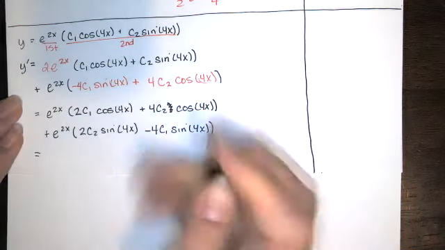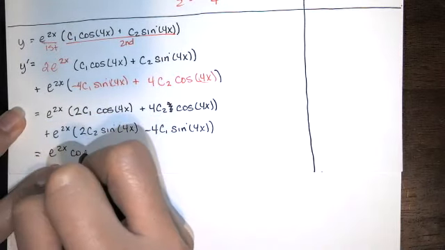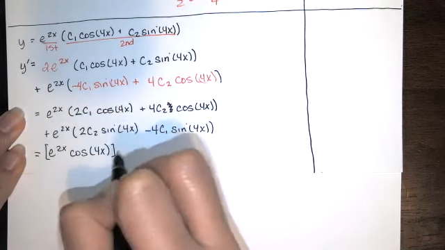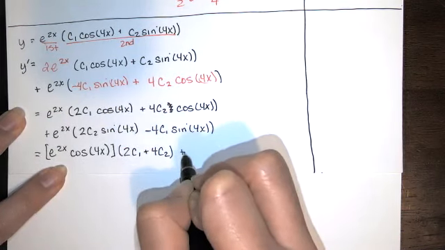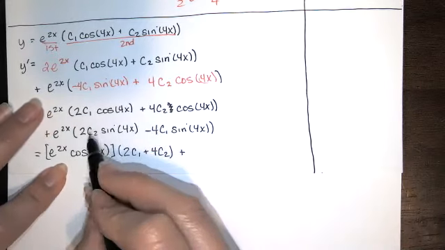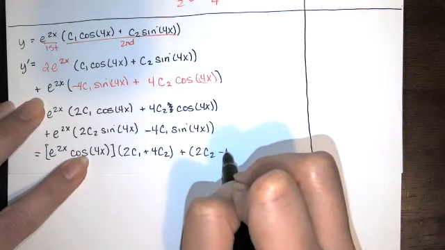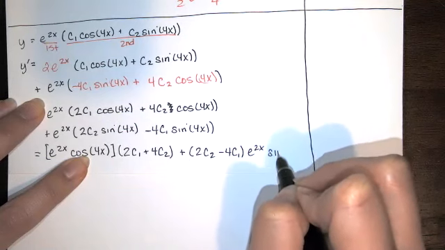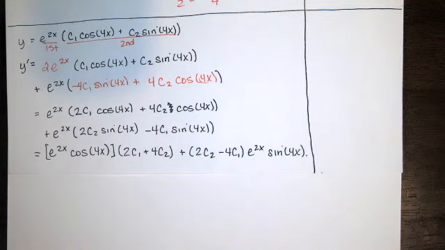Okay, so that's giving us this. We've got e to the 2x times cosine of 4x, and all of that is being multiplied by this 2c1 plus 4c2. Then we're adding that to this. We can factor out the sine of 4x here. So we'll have 2c2 minus 4c1 times the exponential times sine of 4x. Okay, so we have y prime, and we have y, and we have initial conditions.